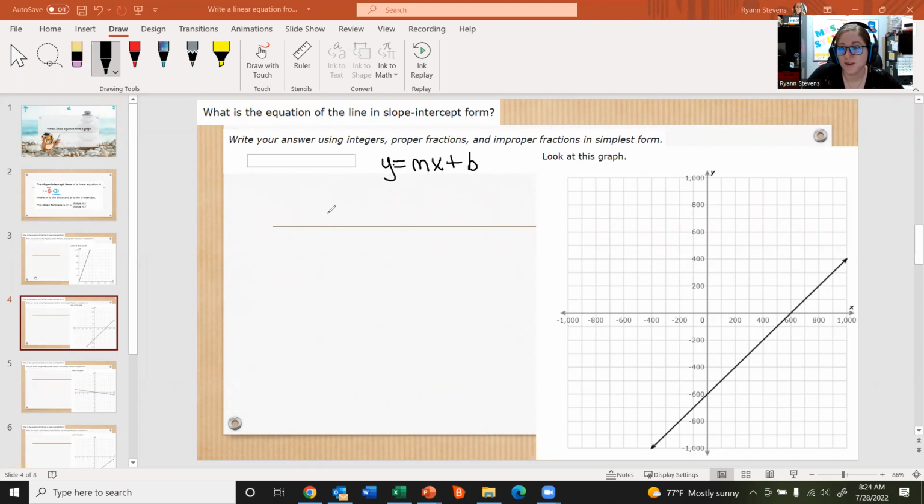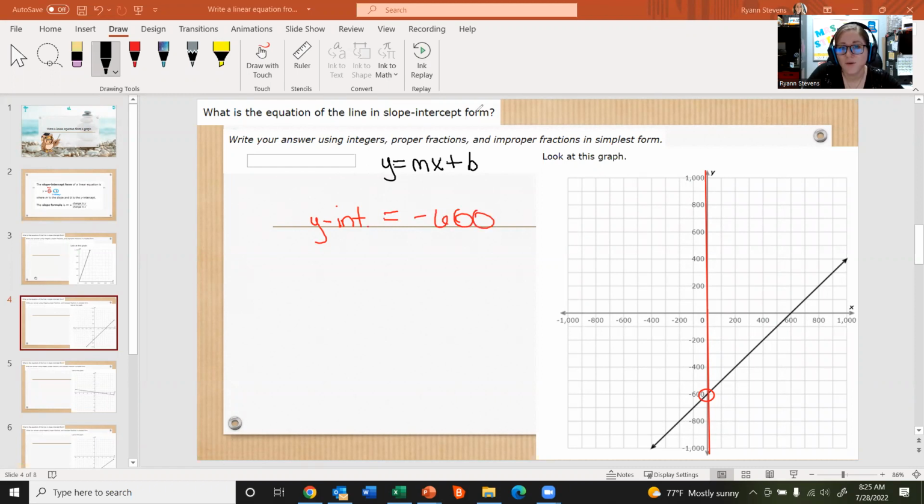Our m is our slope, our b is our y-intercept. So I'm going to first look at where my line crosses the y-axis. The y-axis is this red line here, just to highlight it. Then we look at where it crosses, and it crosses at negative 600. So my y-intercept is going to be negative 600.